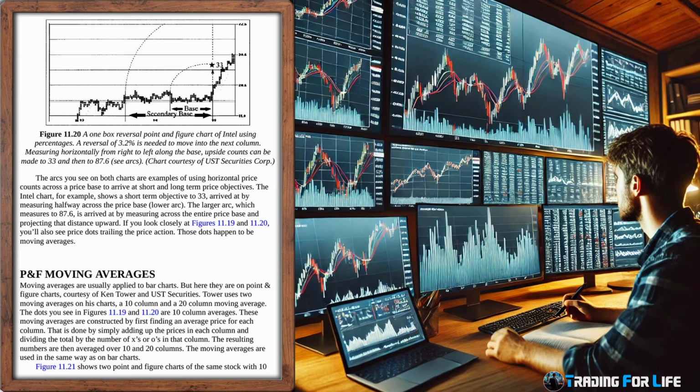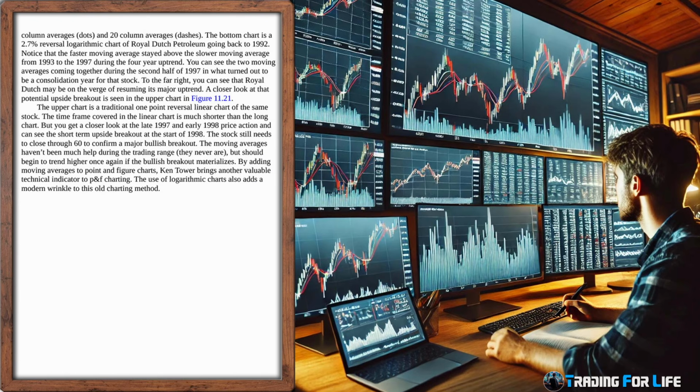Figure 11.21 shows 2 point and figure charts of the same stock with 10-column averages, dots, and 20-column averages, dashes. The bottom chart is a 2.7% reversal logarithmic chart of Royal Dutch Petroleum going back to 1992. Notice that the faster moving average stayed above the slower moving average from 1993 to 1997 during the 4-year uptrend. You can see the two moving averages coming together during the second half of 1997 in what turned out to be a consolidation year for that stock. To the far right, you can see that Royal Dutch may be on the verge of resuming its major uptrend.